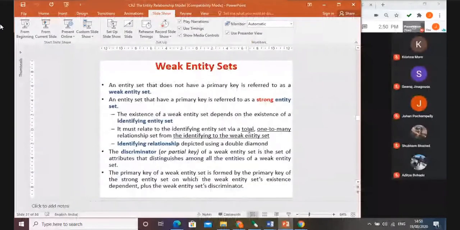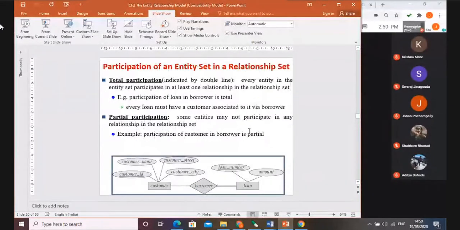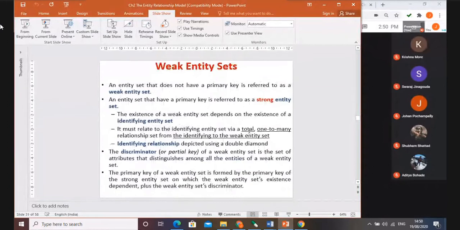Next is, as we have already covered the strong entity set, now this is one of the important concepts. Why I have told you the strong entity part for your ER diagram is because there are two types of entity set. One is strong entity set and second is weak entity set. Okay, strong and weak.